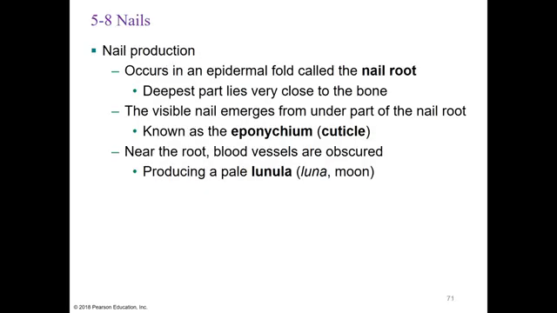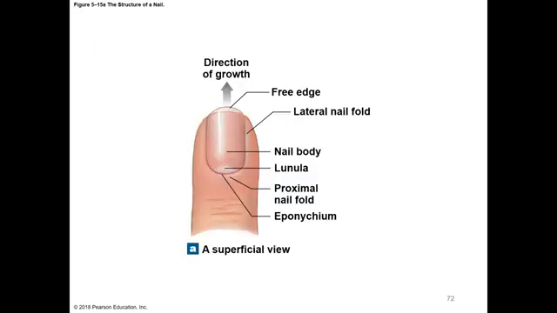So nail production occurs in an epidermal fold called the nail root. The deepest part of this root is very close to the bone, and the visible nail emerges from under part of the nail root known as the cuticle. That's what most of us call it, but it's officially known as the eponychium. Near the root, blood vessels are obscured, which produces a pale area called the lunula or luna, moon, named for the moon.